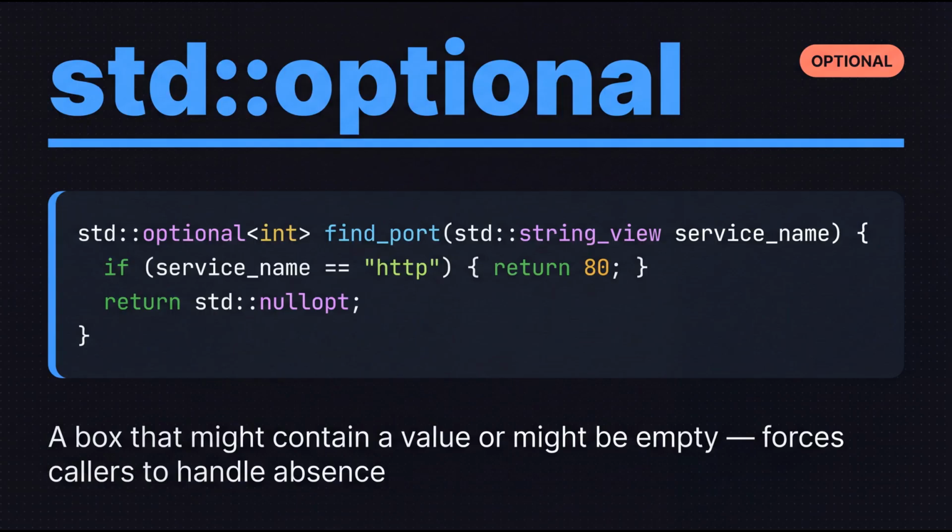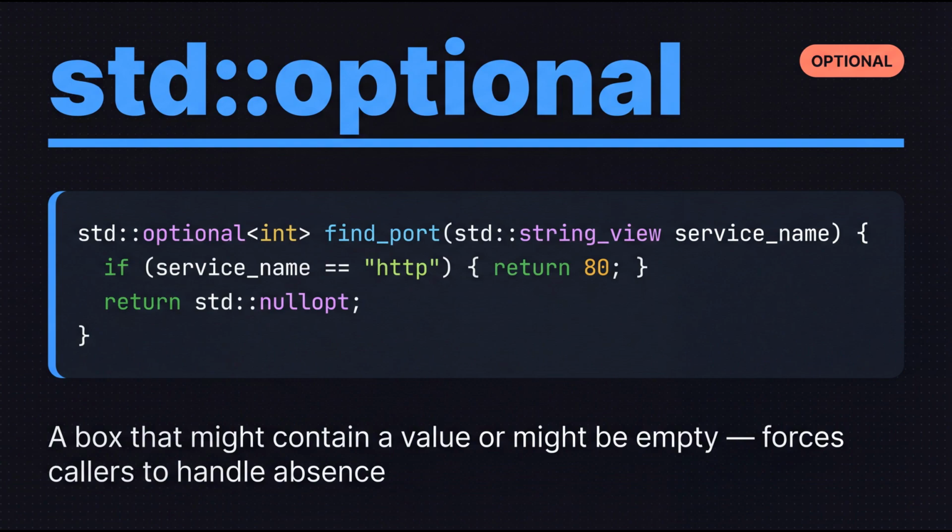Optional is the simplest of the 3. It represents a value that might or might not be present. In this example, findPort takes a service name and returns an optional int. If the service is HTTP, we return 80. Otherwise, we return nullopt, the empty state.